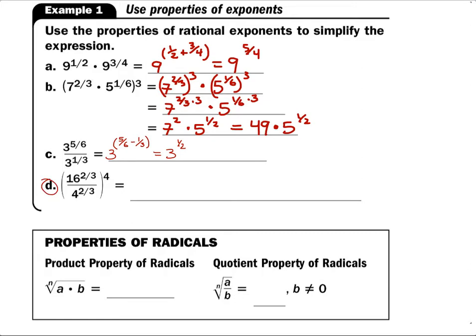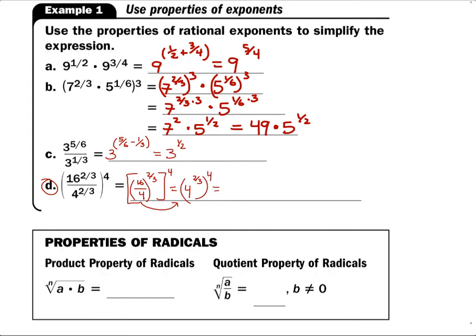On number D, we have two different things, but they're to the same exponent, the fourth. So the book's looking to have you recognize that because the property applies both ways, we could do 16/4 to the 2/3 and have that all be to the fourth. And the benefit of doing that is we can then notice that 16/4 is 4, because 16 divided by 4 is 4. So it's 4 to the 2/3 to the fourth.